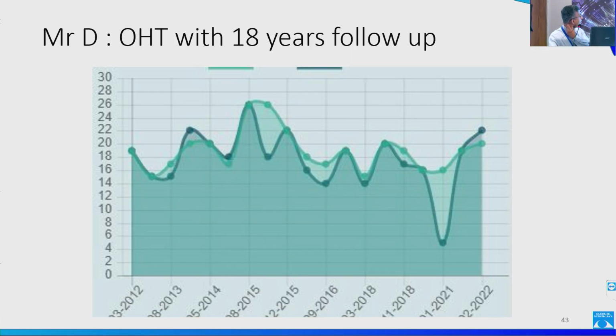So this is somebody who's an ocular hypertensive. We have 18 years of follow-up on him, and these are what his intraocular pressures have been like. So he goes up to 24, 26. That's more or less the highest we have seen. And we have one low pressure. I don't know why, but otherwise he's been fairly okay.